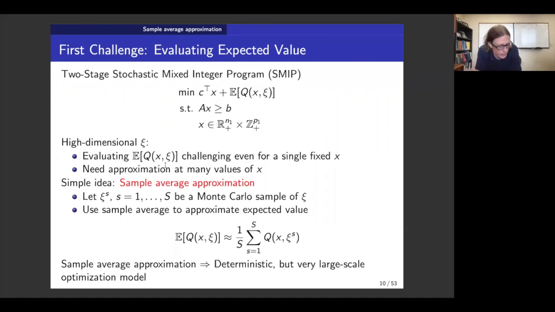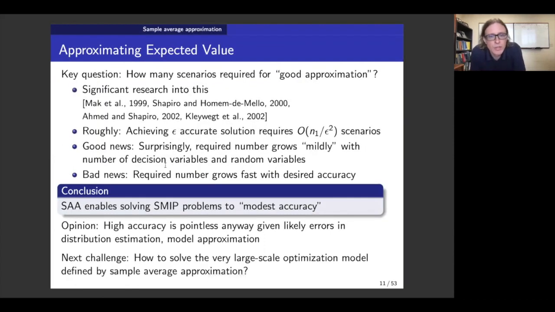Okay, so we'll see how that transformation happens in a little bit. But for now, I want to understand what's the cost of doing this approximation? Is that something that's reasonable to do? And so, a key question is how many scenarios do you need to have, quote unquote, a good approximation?